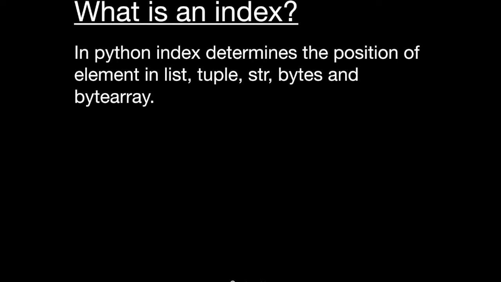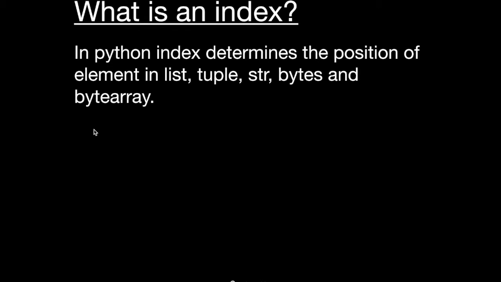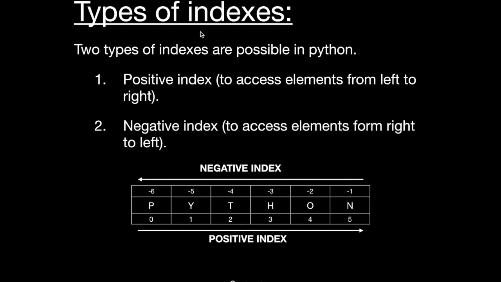So first of all, what is an index? In Python, an index determines the position of an element in a list, tuple, string, byte and byte array. All these types are also known as sequences in Python. Alright, now types of indexes in Python.